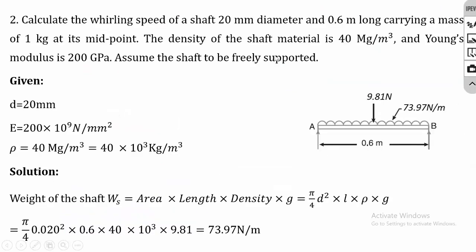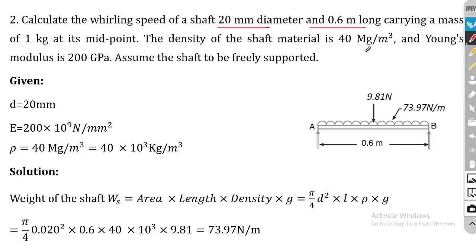Fine. The second problem: calculate the whirling speed of a shaft 20 mm diameter and 0.6 meter long, carrying a mass of 1 kg at its midpoint. Then the density of the material is 40 megagram per meter cube. So here the density of the shaft material is given. Previously in the problem the density was not given, so we neglected the weight of the shaft. But here the density is given, so we have to calculate the weight of the shaft and consider it as a uniformly distributed load. Okay, and Young's modulus is 200 gigapascal.